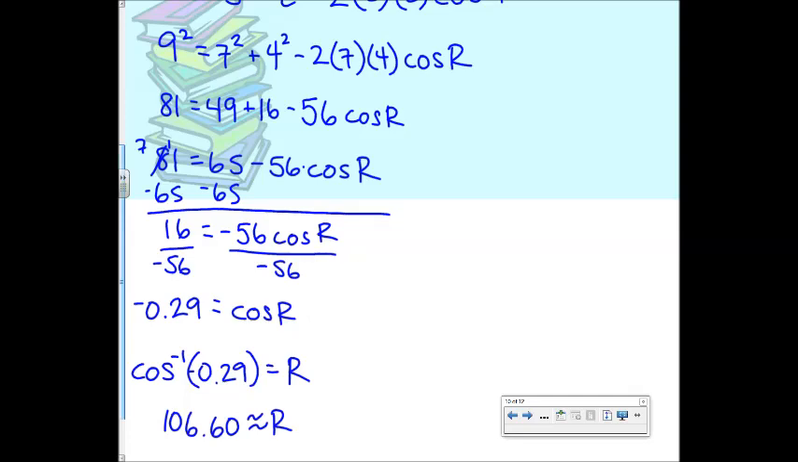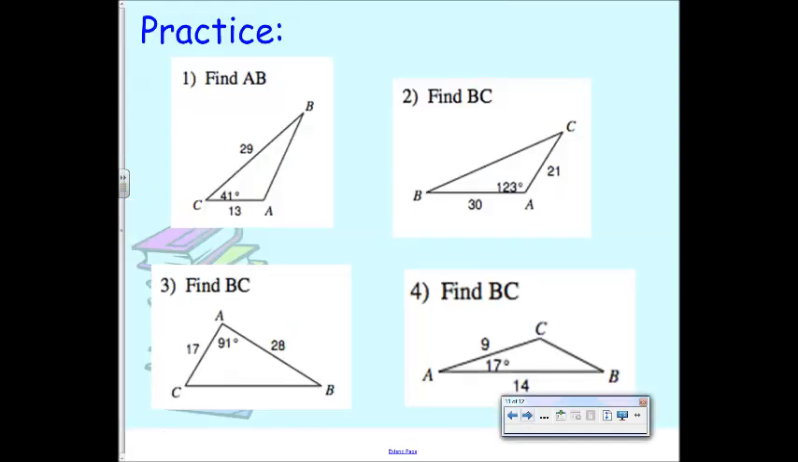Okay, go do one of these on the board. Any one you want to do. Are they different? They're not like the last one where they should all be relatively the same.